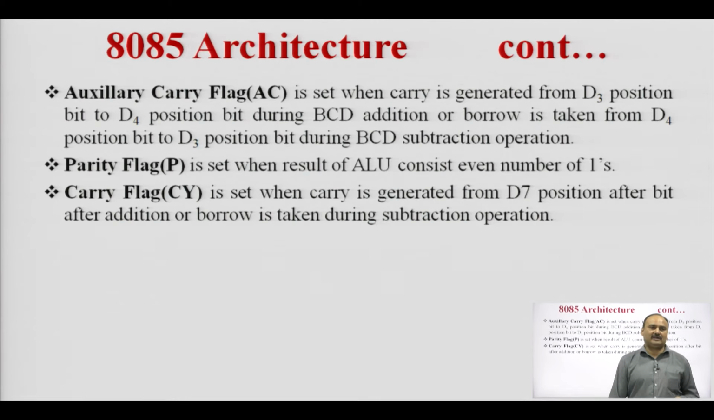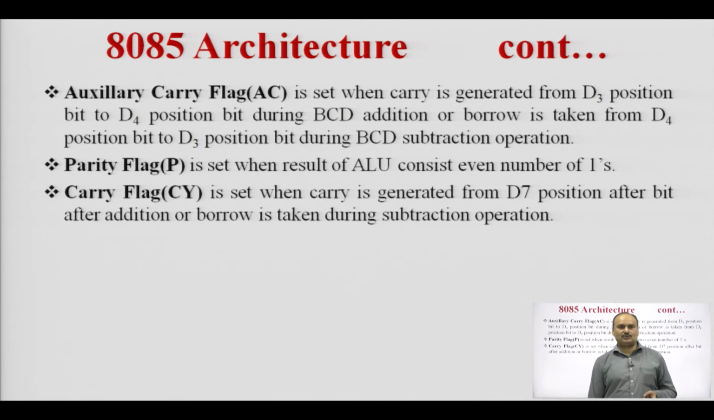Next is the auxiliary carry flag. This auxiliary carry flag comes into the picture during the execution of BCD operations. It indicates the status of the auxiliary carry. When the microprocessor performs a BCD addition operation and a carry is generated from the lower nibble to the upper nibble, or from the D3 position bit to the D4 position bit, then the auxiliary carry flag is set. Similarly, if we take a borrow from the D4 position bit, or from the upper nibble to the lower nibble, during the BCD subtraction operation, then the auxiliary carry flag is set, otherwise it is reset.